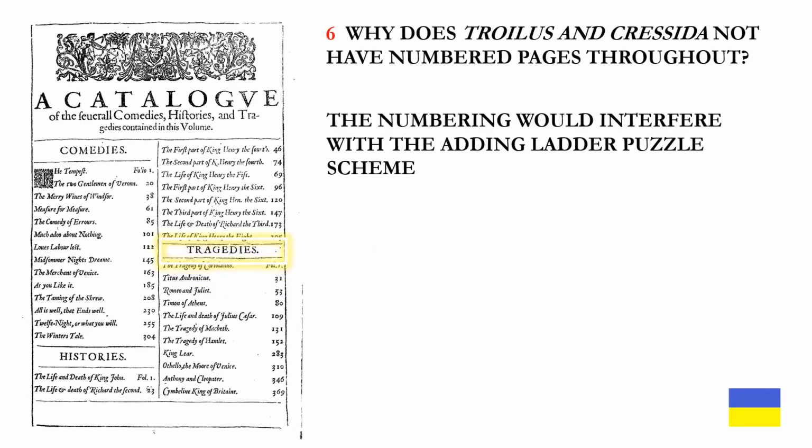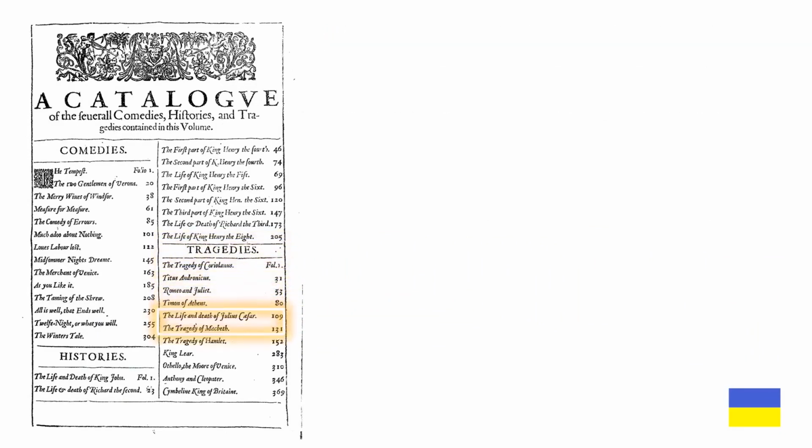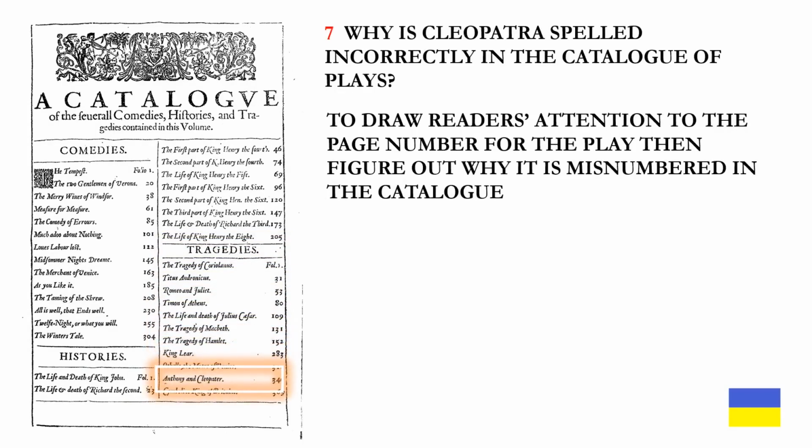Why does Troilus and Cressida not have numbered pages throughout? The numbering would interfere with the adding ladder puzzle scheme. Why is Cleopatra spelled incorrectly in the catalogue? To draw readers' attention to the page number for the play, then figure out why it is misnumbered in the catalogue.